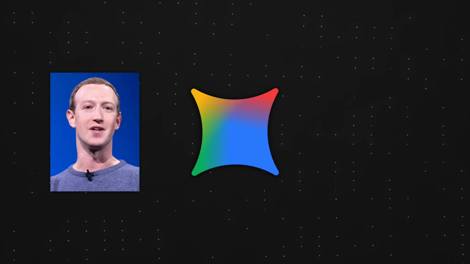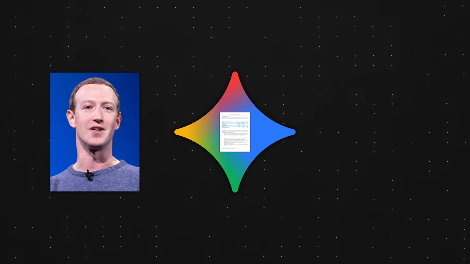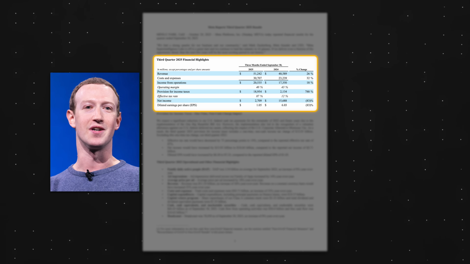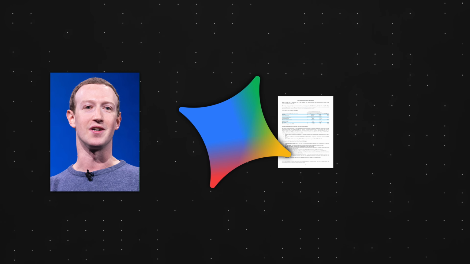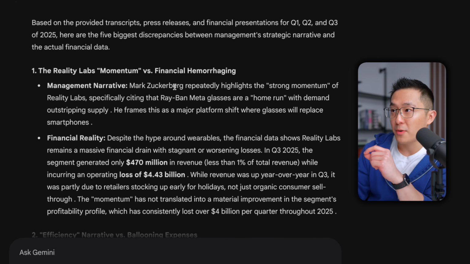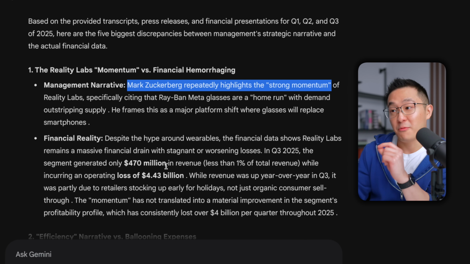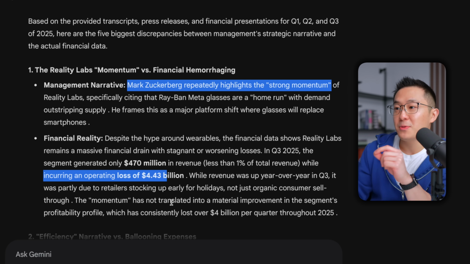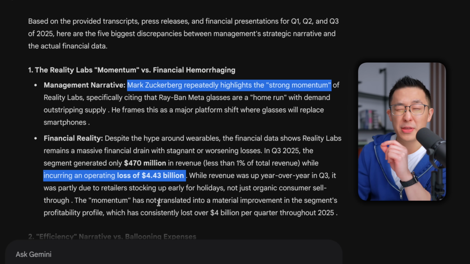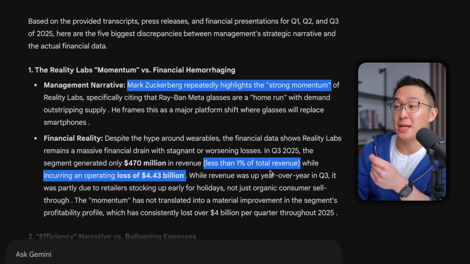Gemini would first need to figure out what the executives actually meant from the earnings calls, find the right financial numbers buried in I don't know how many pages, and then connect the two. Instead of a generic summary or hallucinating a connection, Gemini 3 now correctly identifies that Zuckerberg claims strong momentum for Reality Labs. But in reality, from the financial statements, it shows that that segment lost more than 4.4 billion and represents less than 1% of their total revenue.